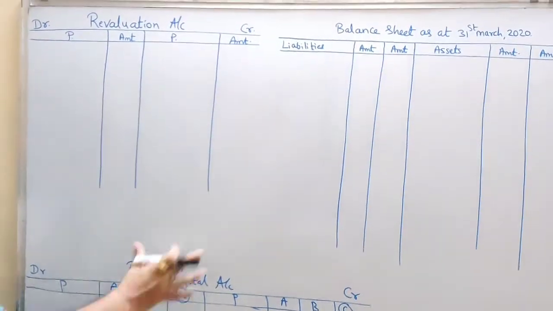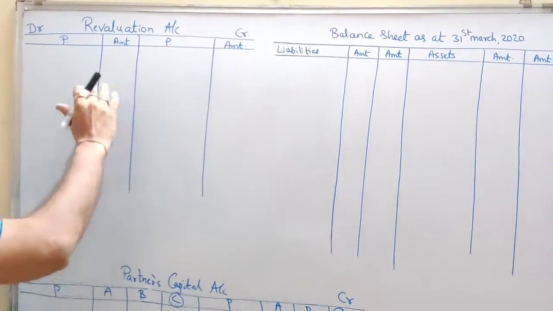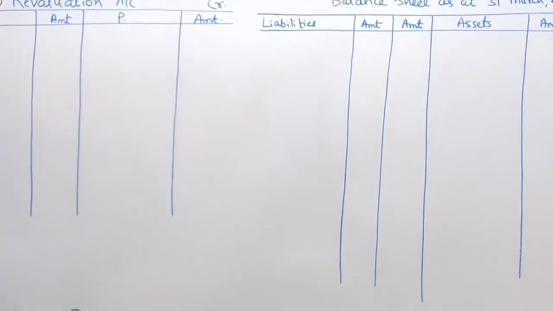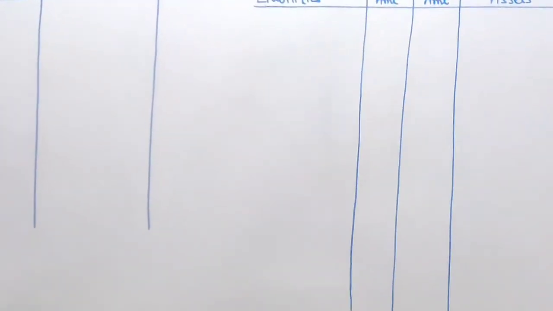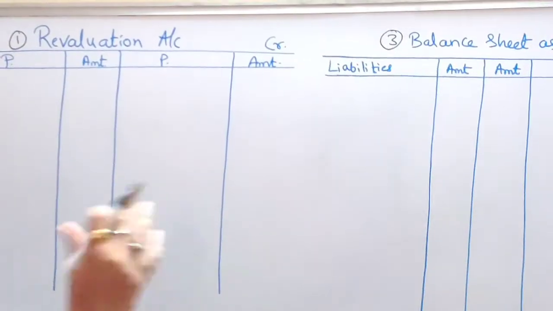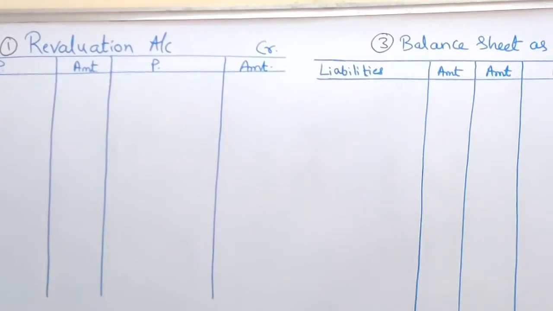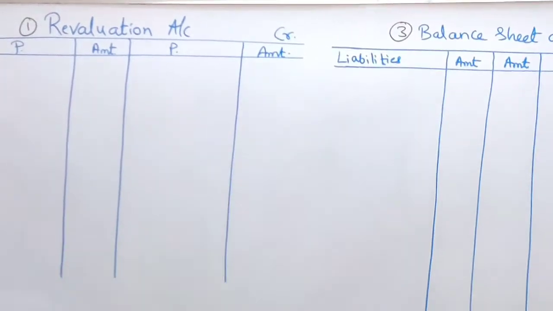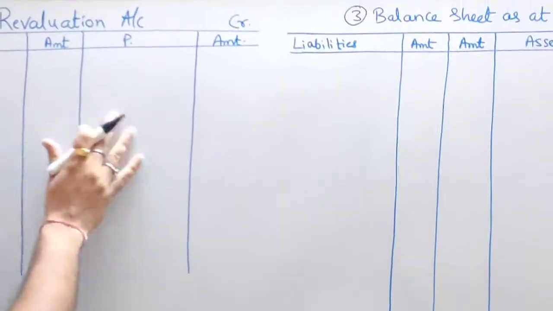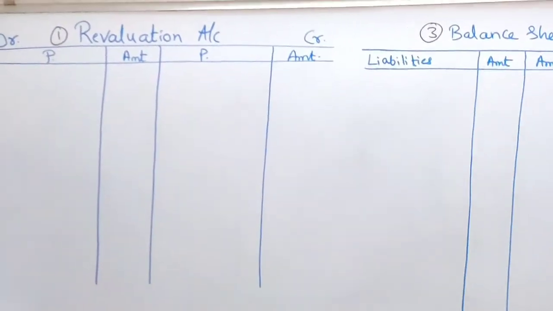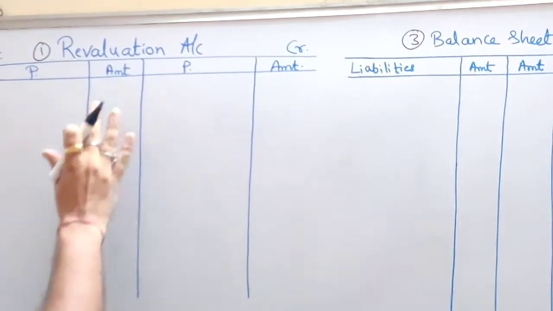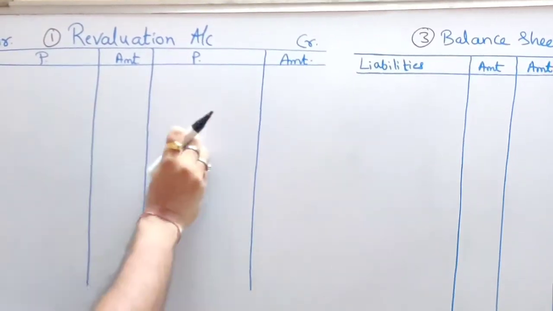So these are the formats you will make for admission of a partner. Your ledger 1 is revaluation account. Your second ledger is partners capital account, and third is balance sheet. You will make a financial statement. Now these are the 3 things. In every sum you have to make revaluation account to record revaluation of assets and liabilities over here, and partners capital account and balance sheet. Okay, so what you are going to record here, revaluation of assets and liabilities.